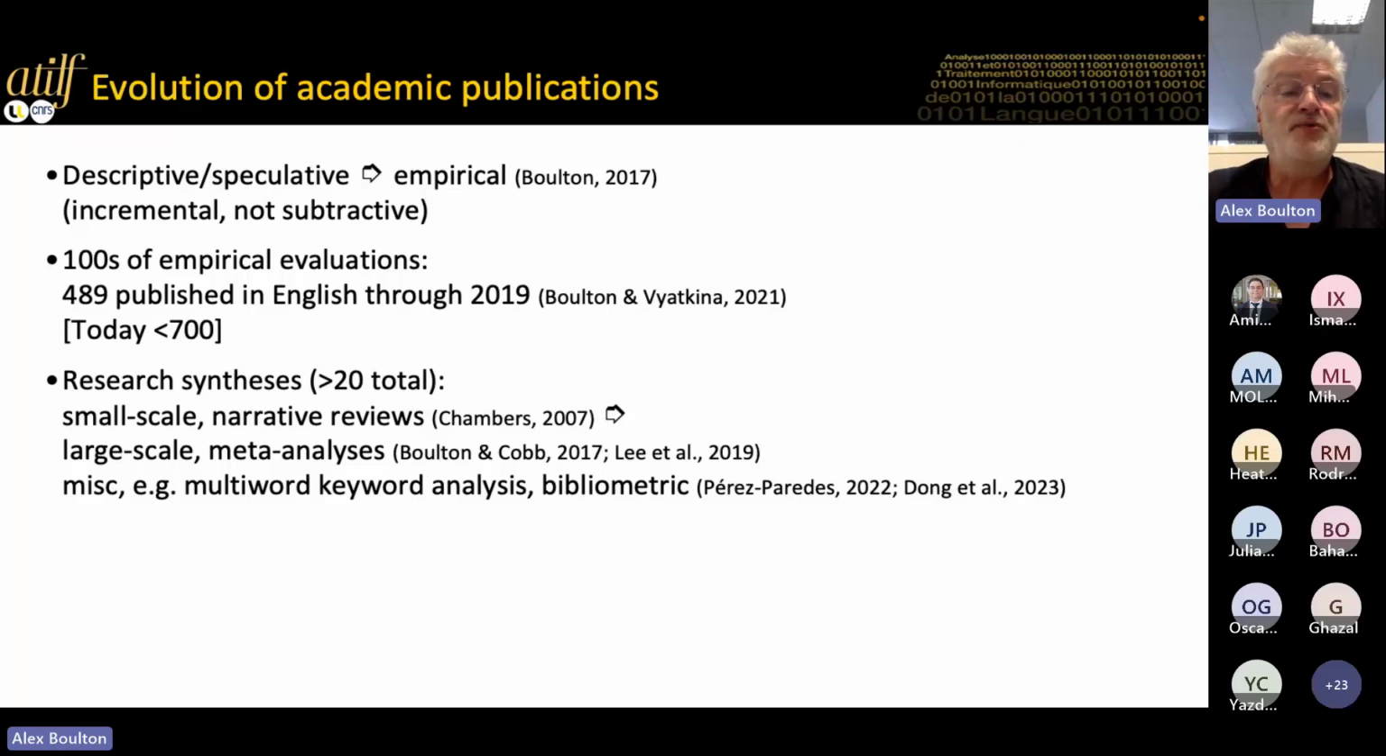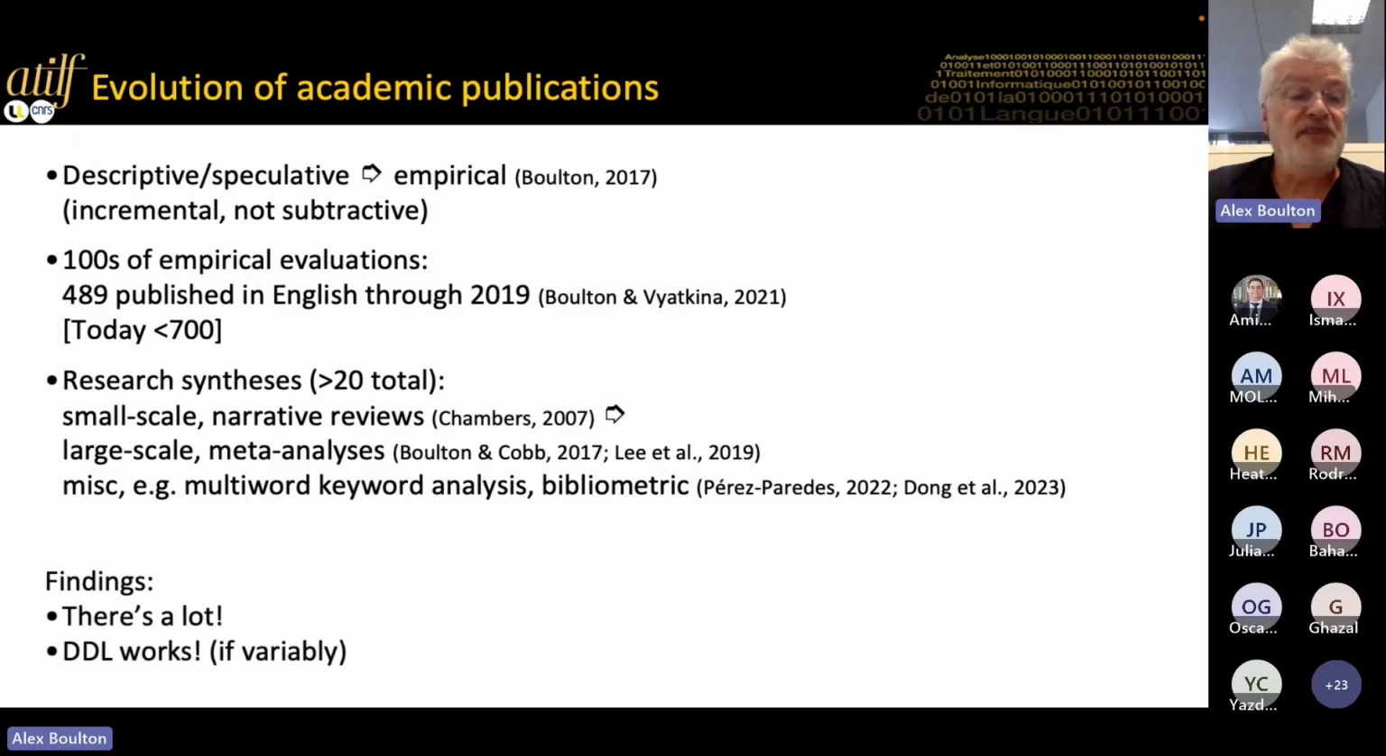There's an evolution there as well. The first ones tend to be small scale and later moving on to larger scale. The first ones tend to be narrative reviews, so descriptive, and the later ones might be more meta-analytical, so putting together the numbers, the results, to combine those into a meta-analysis. And you also get various strange ones, miscellaneous ones, for example, Pascual Perez, a multi-word keyword analysis of data-driven learning, or a bibliometric analysis by Dong et al., published in 2023 in Recall.